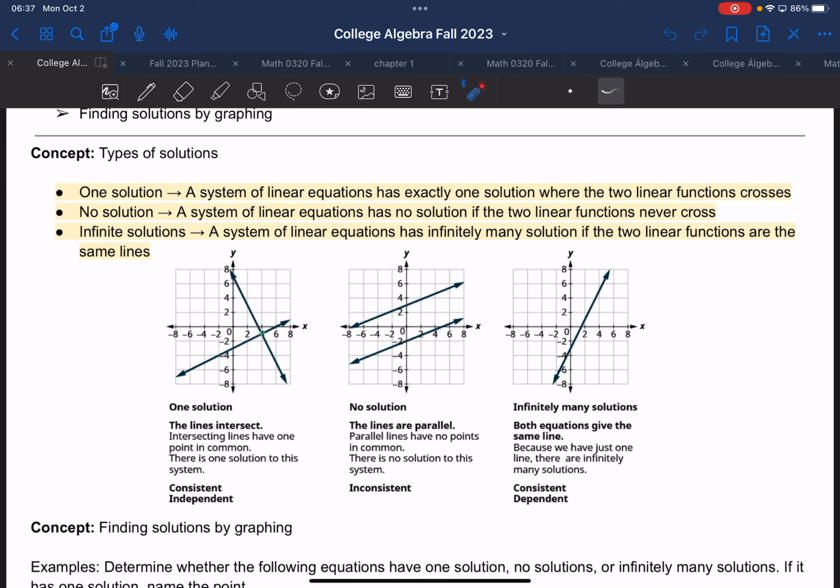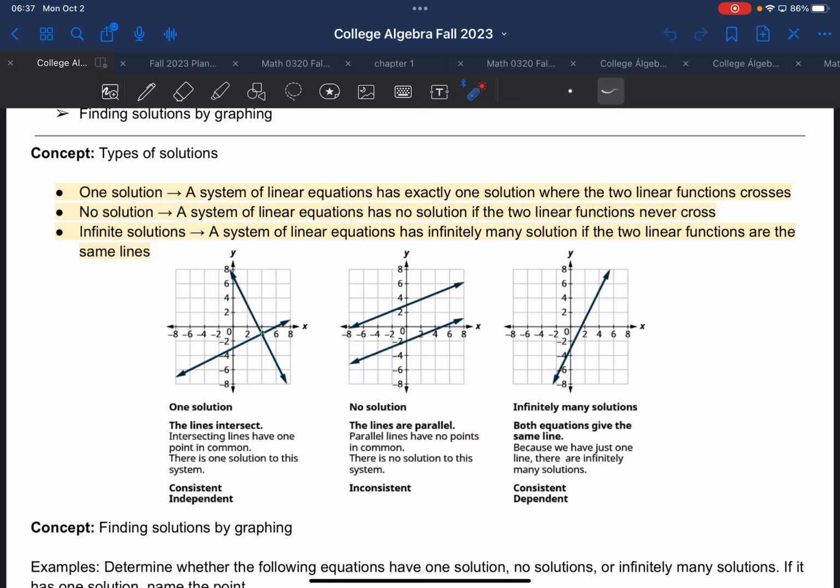You can have no solution. That means no matter how far these lines go out, they will never cross. No solution graphs are always lines that are parallel. So if they have the same slope, they're parallel, and if they're parallel, that means they will have no solution.